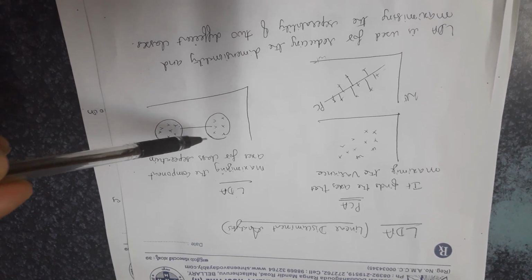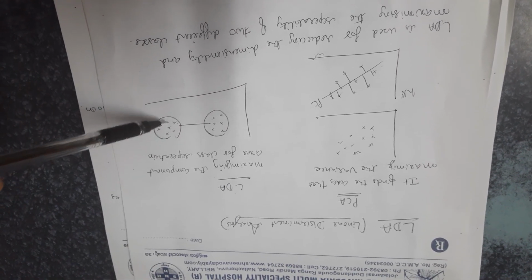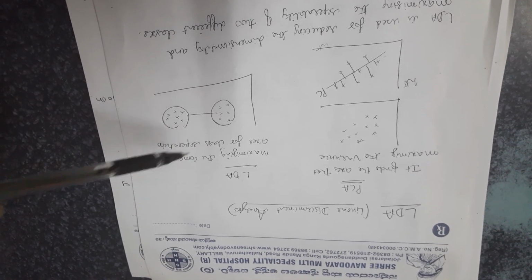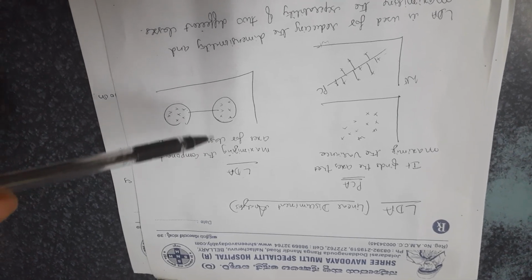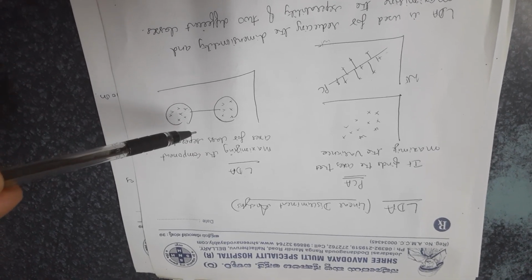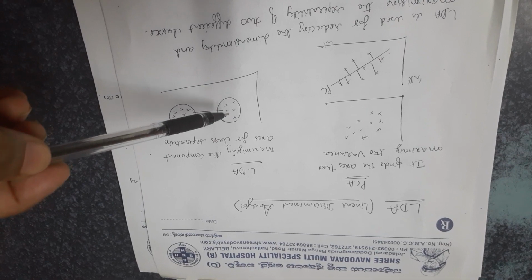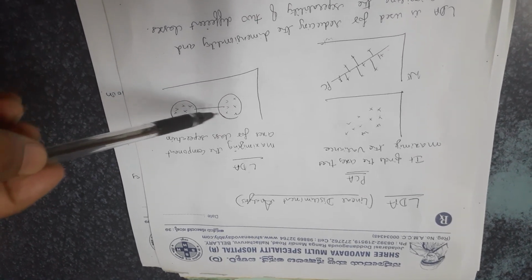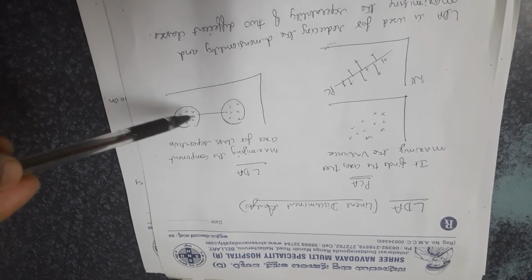For example, let me take a class of dog and a class of cat. If there are multiple features of the dog as well as the cat, it will consider the features and separate which belongs to dog and which belongs to cat. So it finds an axis that separates the two classes.